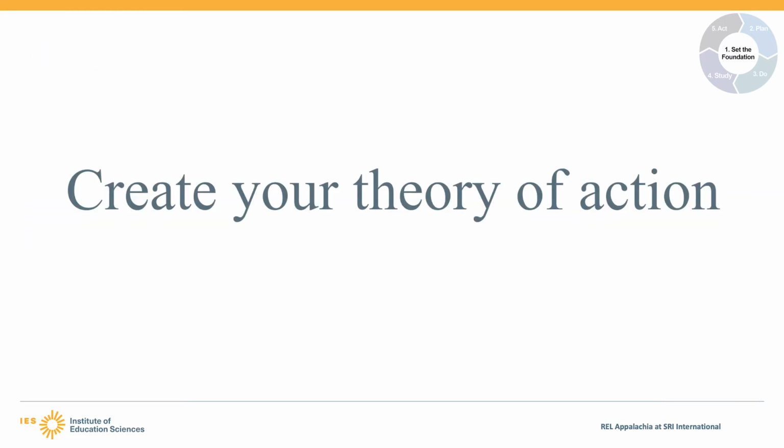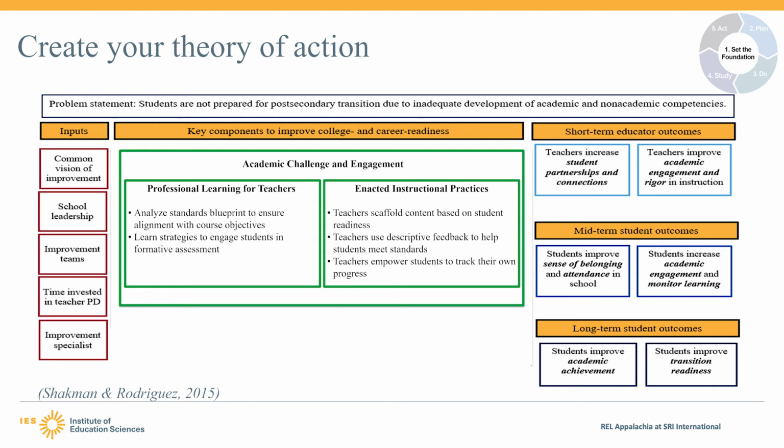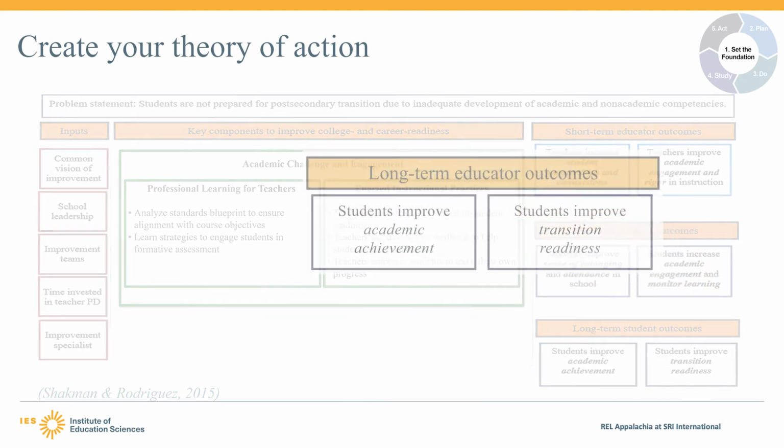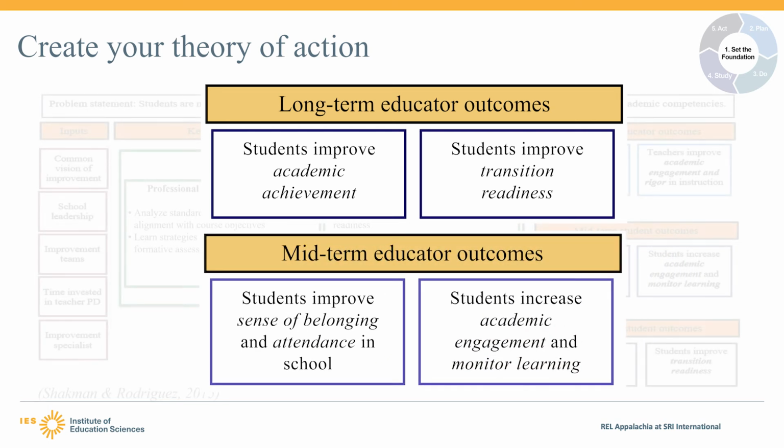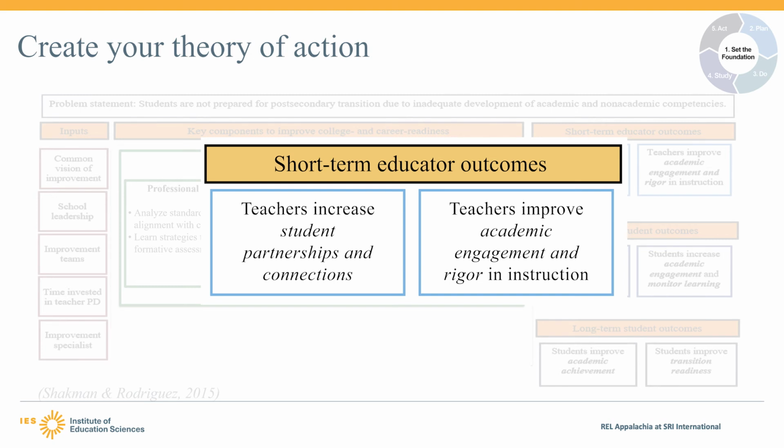The second step for setting the foundation is to create a theory of action. A theory of action describes how a school's inputs, such as resources and actions, will lead to desired outcomes. Typically, teams use a backward design process to develop their theory of action. So begin by identifying long-term and medium-term outcomes for students. The short-term outcomes identify how educators will change their practice.